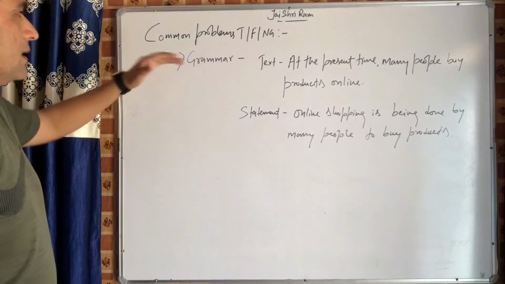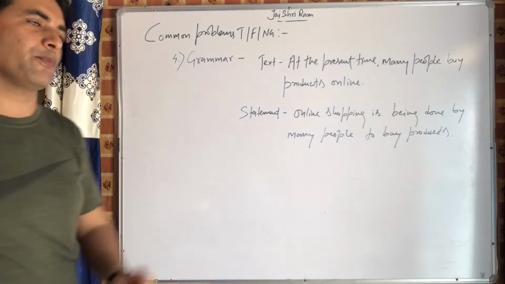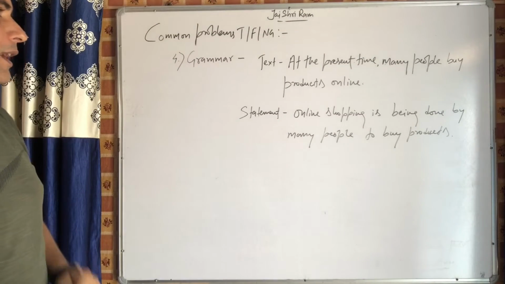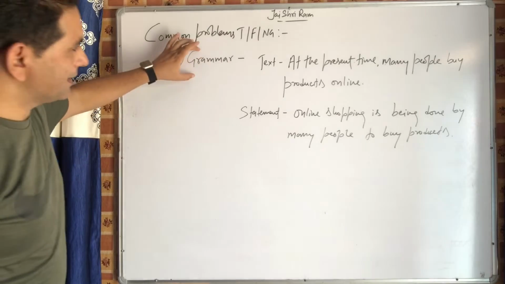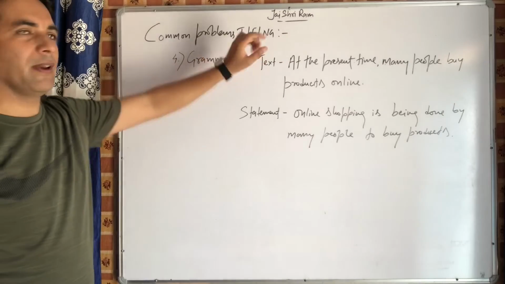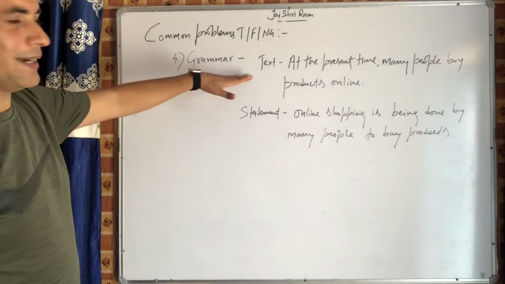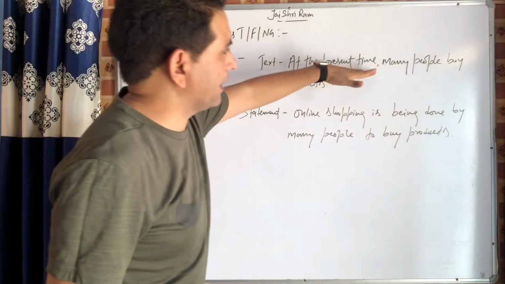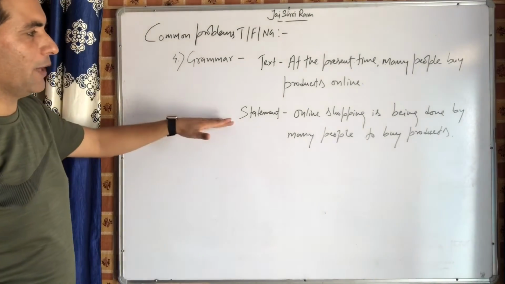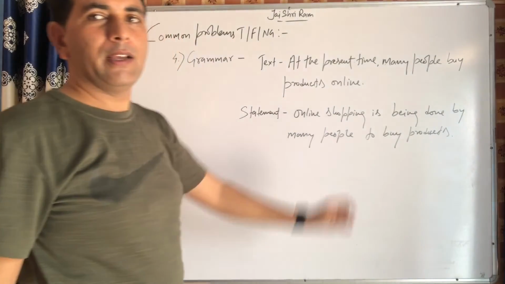So next one is grammar, and please correct the last point, because last point was the third one. So here we are going to talk about grammar. This is very important while solving true, false and not given in the reading module. You can see, for example, in the text, at the present time many people buy products online, and in your statement you can see online shopping is being done by many people to buy products.